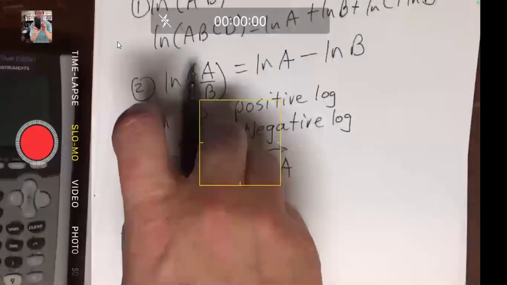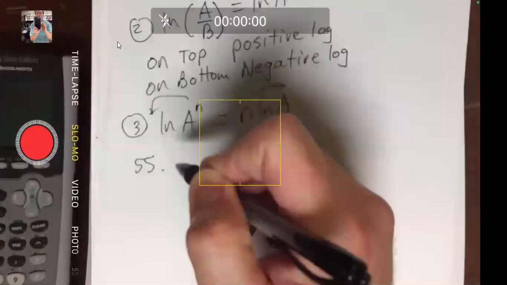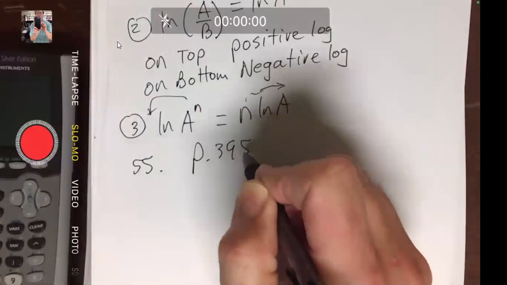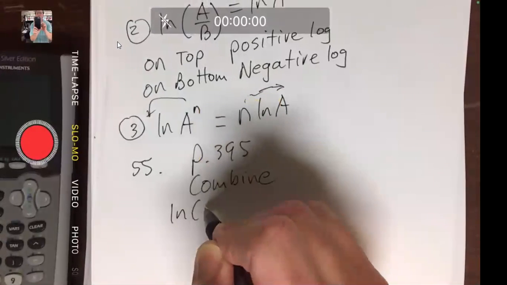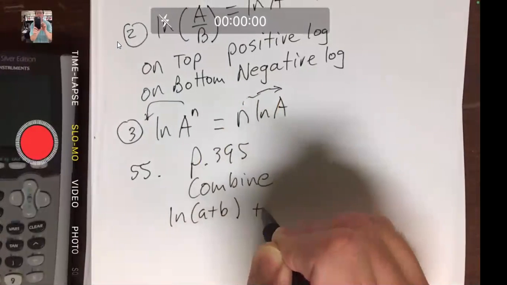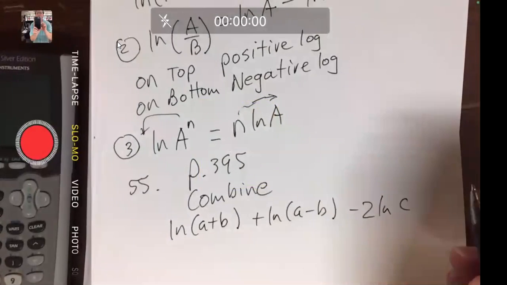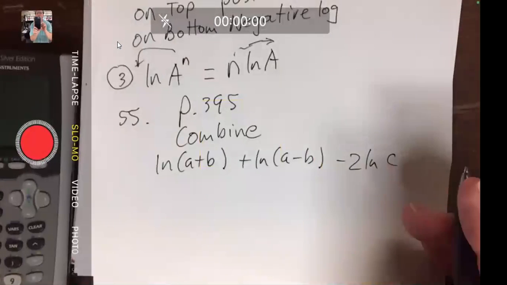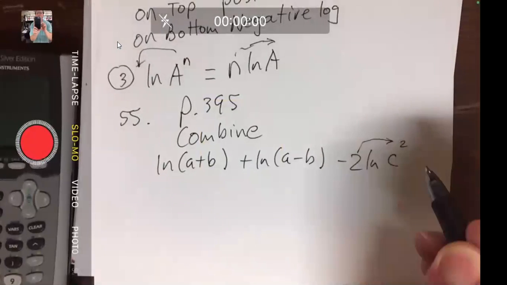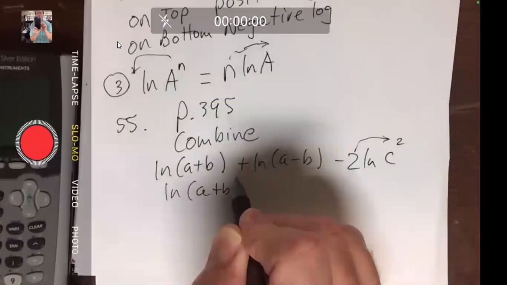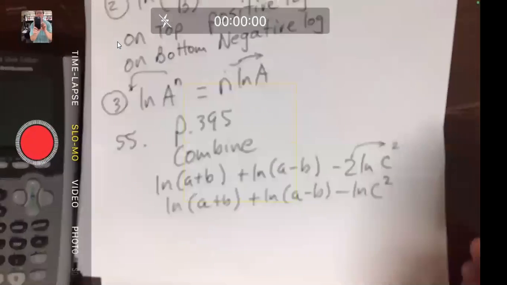Well, let me just pick one more, and then if y'all don't have anything else, I guess we can end the meeting. How about 55? Sure. Above page 395. They want you to combine this: ln of a plus b plus an ln of a minus b, and subtract twice ln of c. All right, so you don't want to combine until your ln's are by themselves. So any coefficient, there's only one you want to put up. ln of a plus b, plus ln of a minus b, minus ln of c squared.